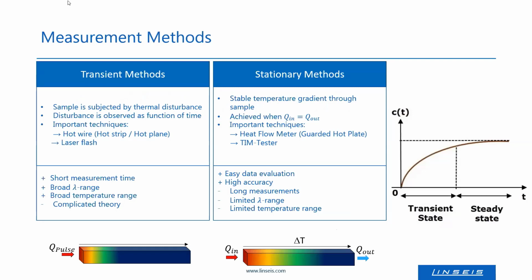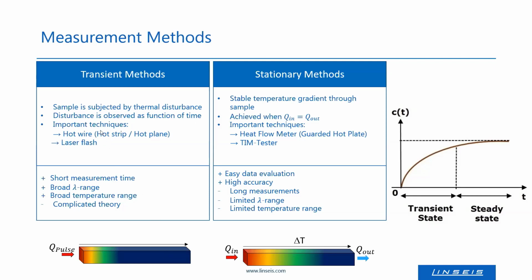So let's have a look at the measurement methods. They are divided in two groups, the so-called transient or time-dependent methods and the stationary methods. In a transient method, the sample is subjected to a thermal disturbance. So you have a short energy pulse, and then this disturbance is observed as a function of time. So you look at how this disturbance propagates through the sample.